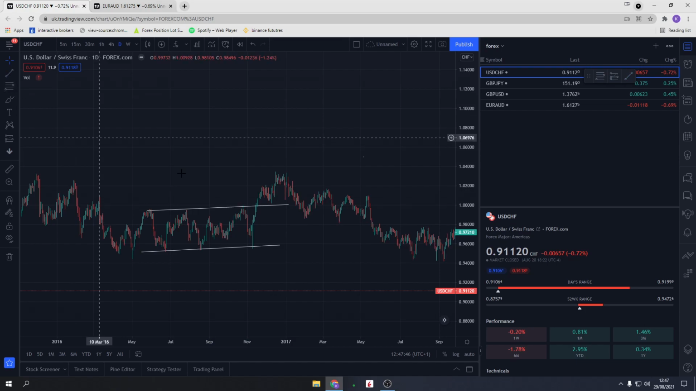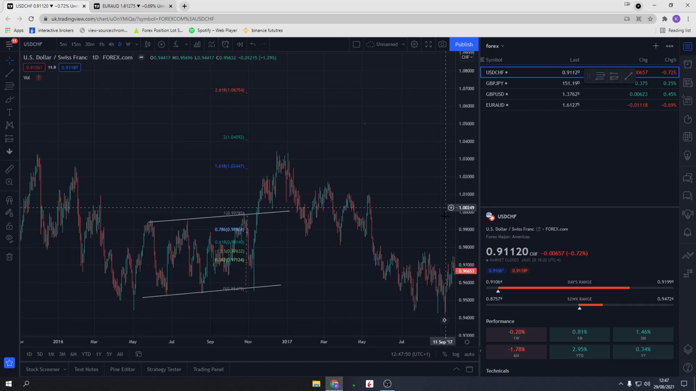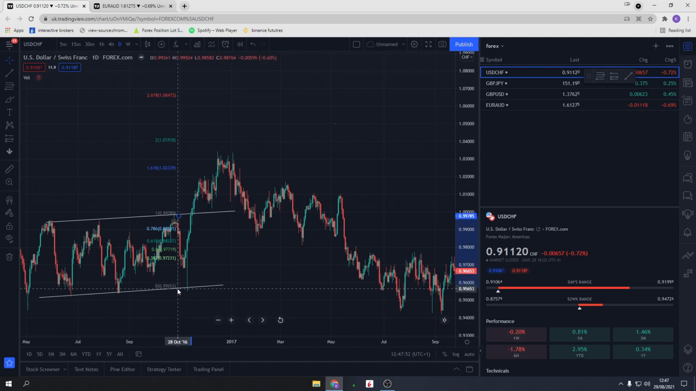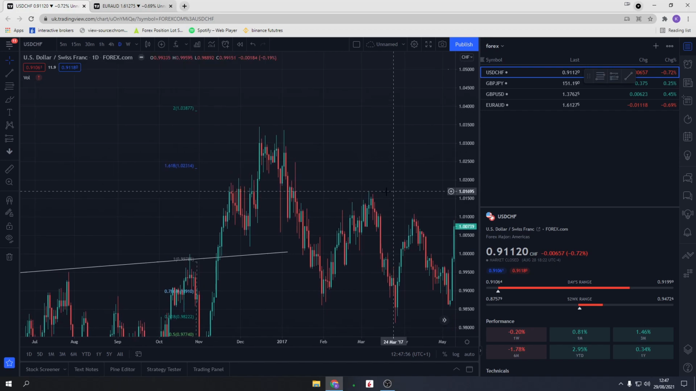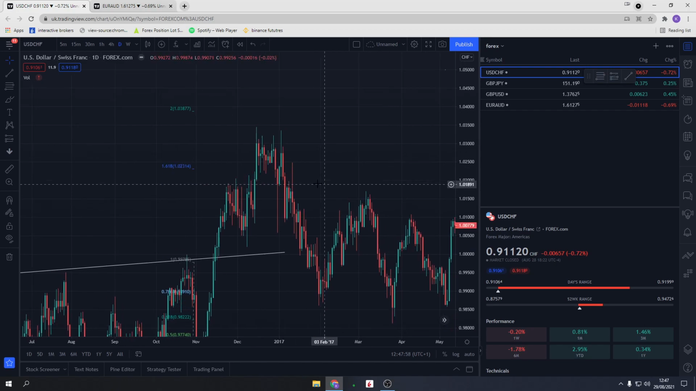Here you have another example. This one looks like it could have failed. So you would have captured the 1618 level here.